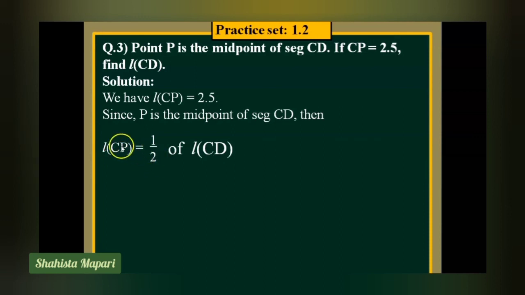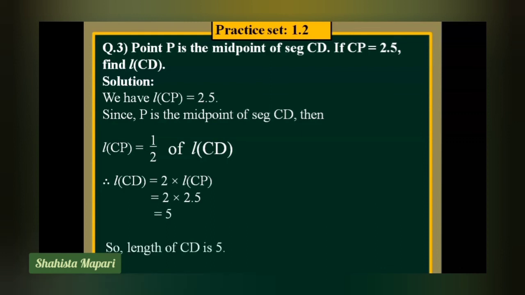Here the relationship is cross multiplication, because we know the value of CP. CP is 2.5, so 2.5 multiplied by 2. This CD we don't know, so keep CD on the left hand side. So length of CD is equal to 2 multiplied by length of CP. CP value is 2.5, so 2 multiplied by 2.5 gives us 5. So the length of CD is 5. Is that clear? Now students, let's solve the next question.